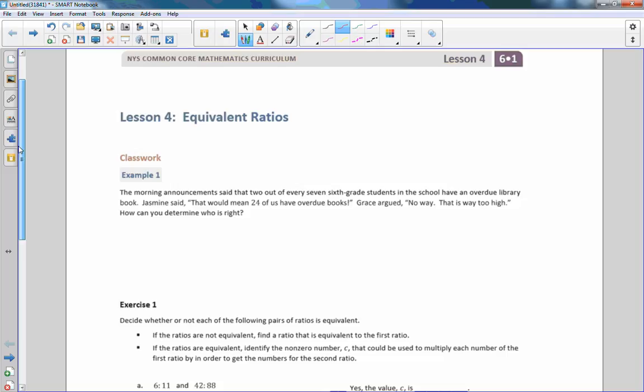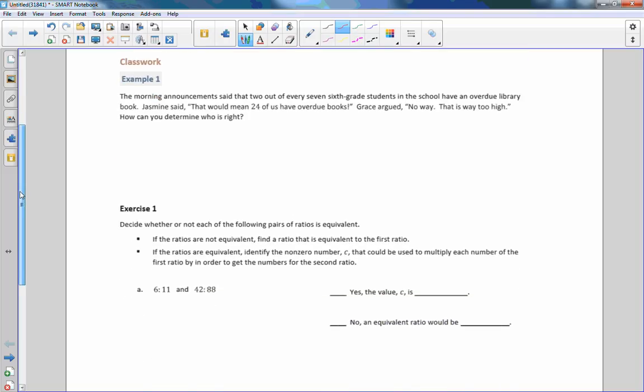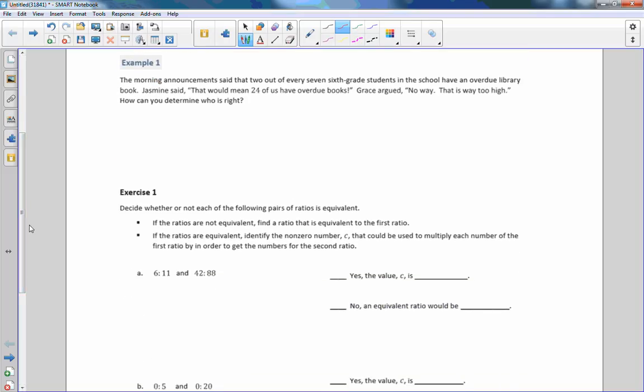Classwork Example 1. The morning announcement said that 2 out of every 7 sixth graders in the school have an overdue library book. Jasmine said, that would mean 24 of us have overdue books. Grace argued, no way, this is way too high. How can you determine who is right?